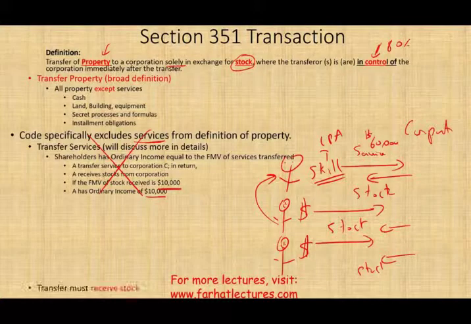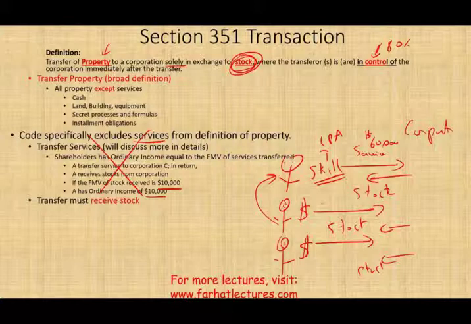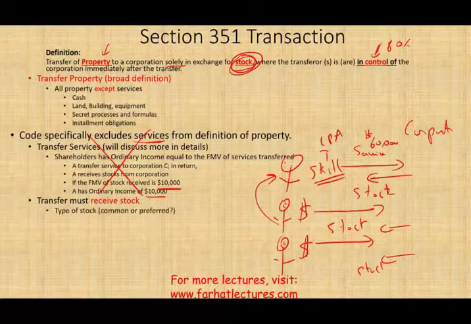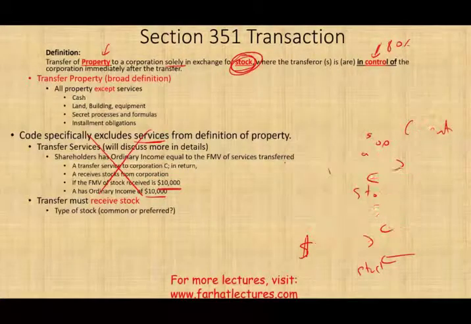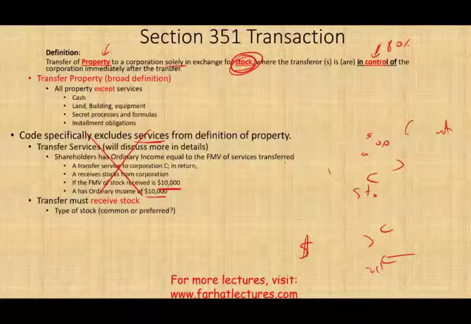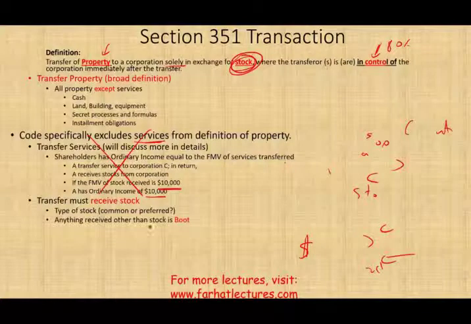Now, what should you receive in return? Well, you must receive stocks. Remember, we said you transfer property and you receive stocks. Now, specifically, you'd receive the stock of the company, not stocks of other company. Okay? Now, the type of the stocks, common or preferred, we're not going to get into it, but generally speaking, common and most preferred stock are considered qualifying stock. Now, if you received anything other than the company's stock, it's considered a boot.